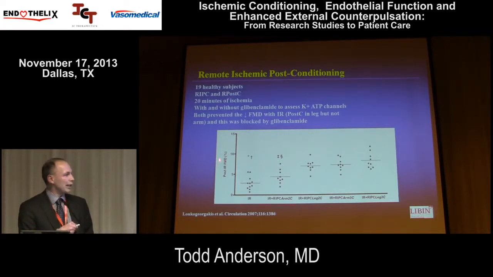Here's the flow-mediated dilatation. You see the decrease here down to about 3 or 4%. If you had 2 cycles on the arm, not statistically better. If you had 2 cycles on the leg or 3 cycles on the arm or the leg, you could attenuate that decrease in endothelial function. So it seems that the volume of ischemic tissue is important, and then they could block this completely by giving glibenclamide or glyburide, which is a potassium ATPase channel blocker, getting somewhat at mechanisms.